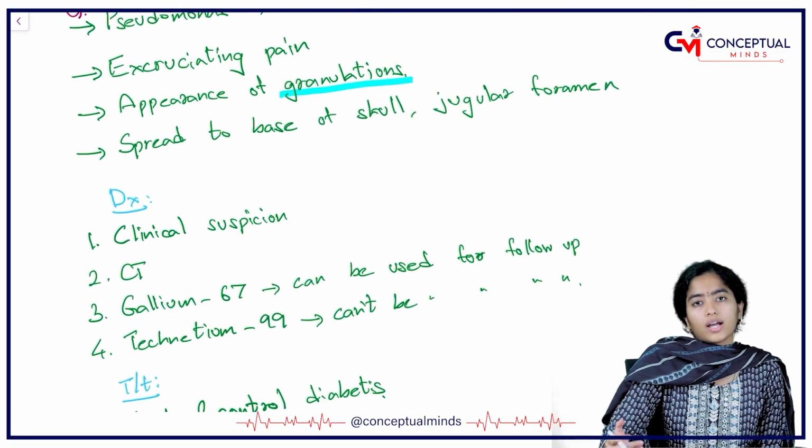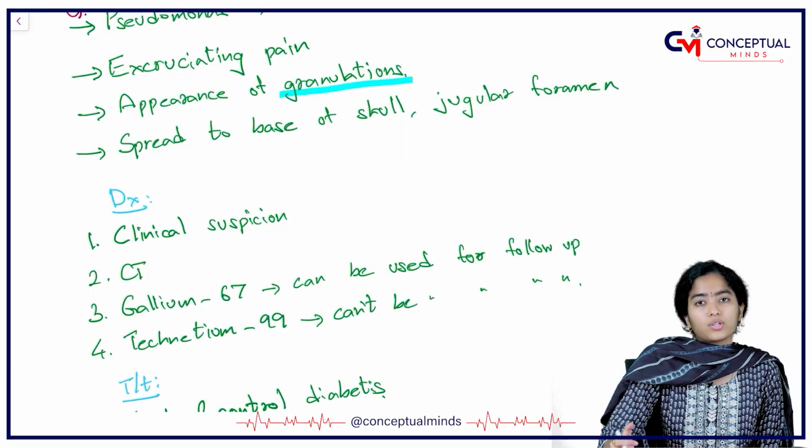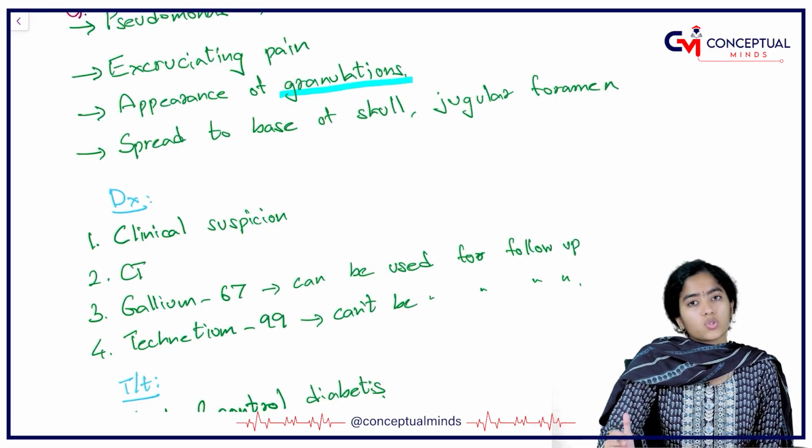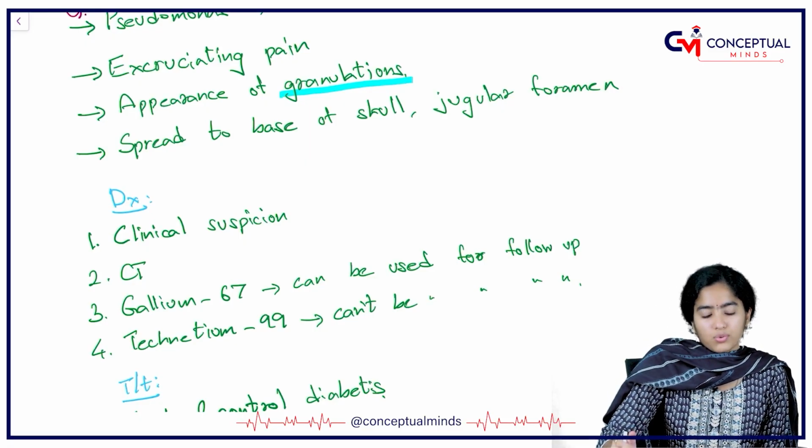Diagnosis is by a high level of clinical suspicion, and then we can do a CT scan. A gallium-67 scan can be used for both diagnosis and follow-up, and a technetium-99 scan is also very good for diagnosis, but it cannot be used for follow-up.